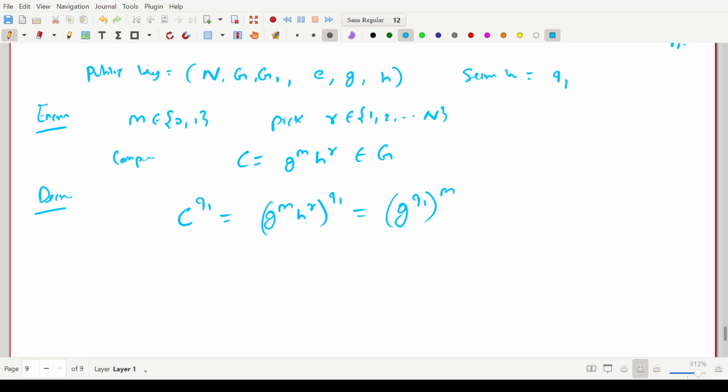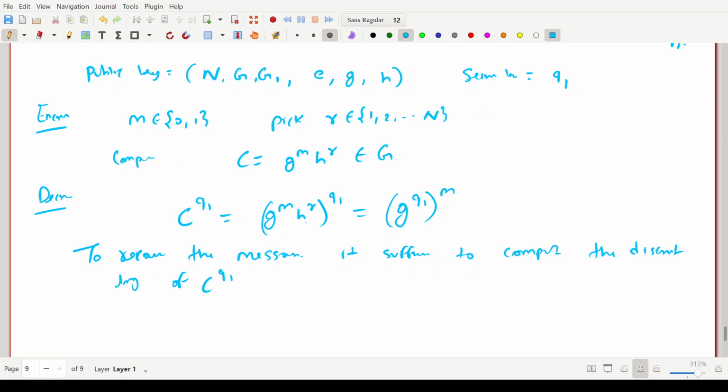Now to recover the message, you have to solve this discrete log. It suffices to compute the discrete log of C raised to Q1 to base G raised to Q1. Correct? You'll get your message.